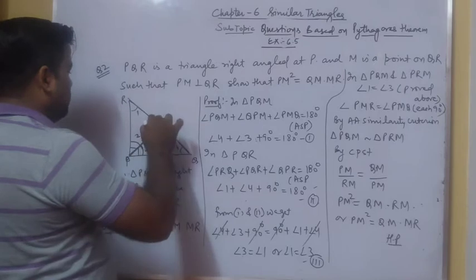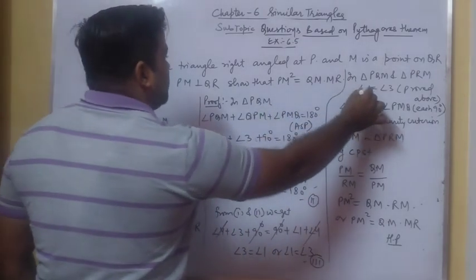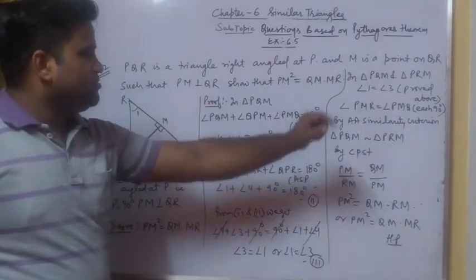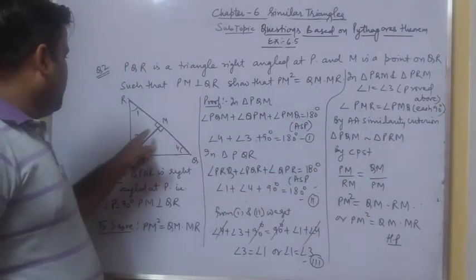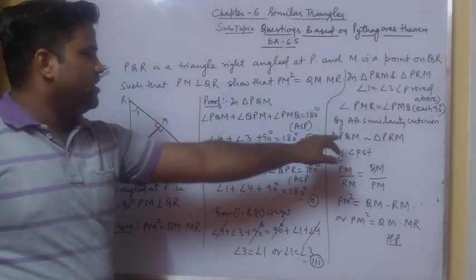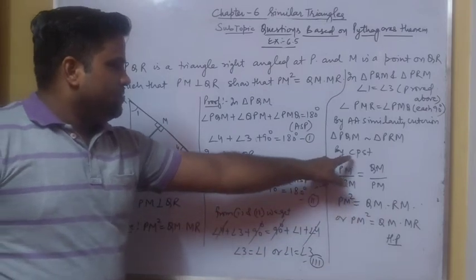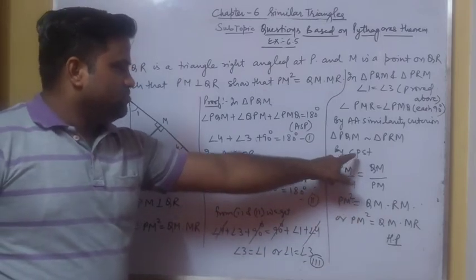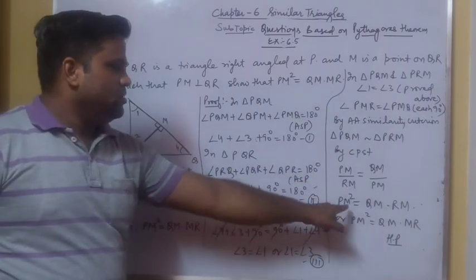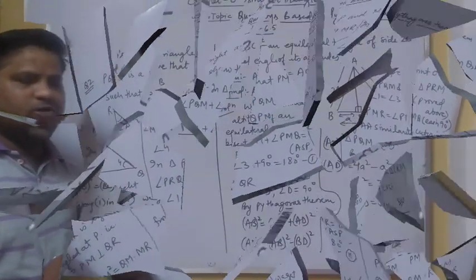Now let us come to the triangle PRM and the triangle PQM. As angle 1 equal to angle 3, which we have proved above from equation number third. Similarly angle PMR equal to angle PMQ, both are 90 degree. So by AA similarity criteria both triangles are similar. On applying CPST, corresponding parts of similar triangles, we get PM by RM equal to QM by PM. Finally we get PM square equal to QM into MR, which is the required.